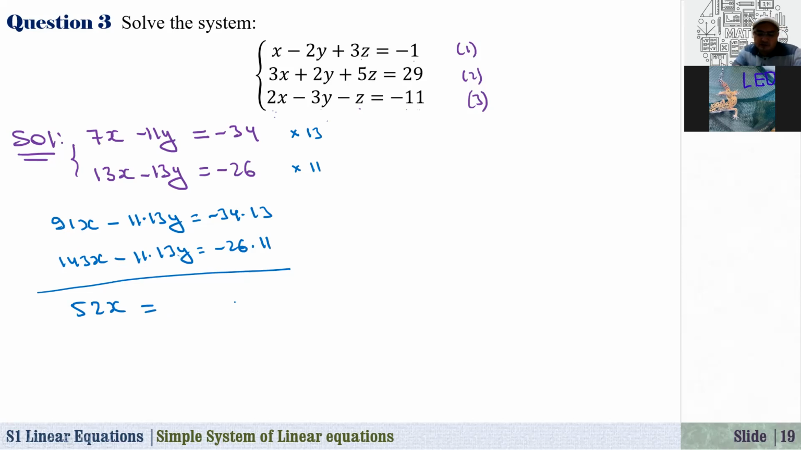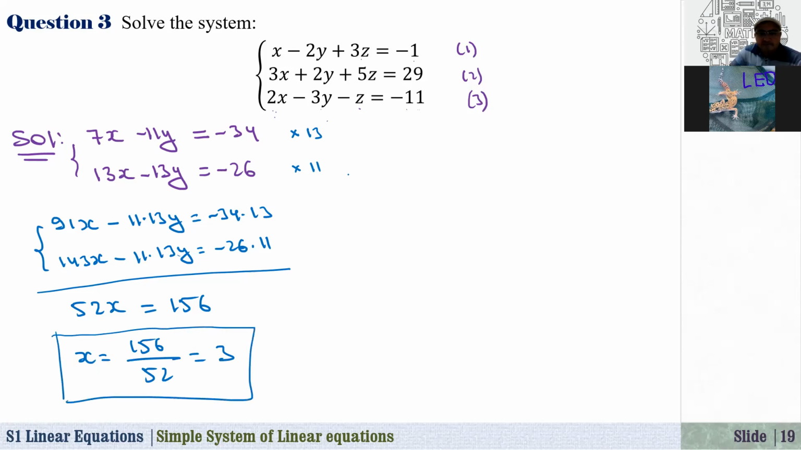And how about the right side? Minus 26 times 11, and actually we are subtracting, so this is plus 34 times 13. That's equal to 156. So now from here, what is x? x equals 156 over 52. That's equal to 3. So now we got the value of x. Okay.